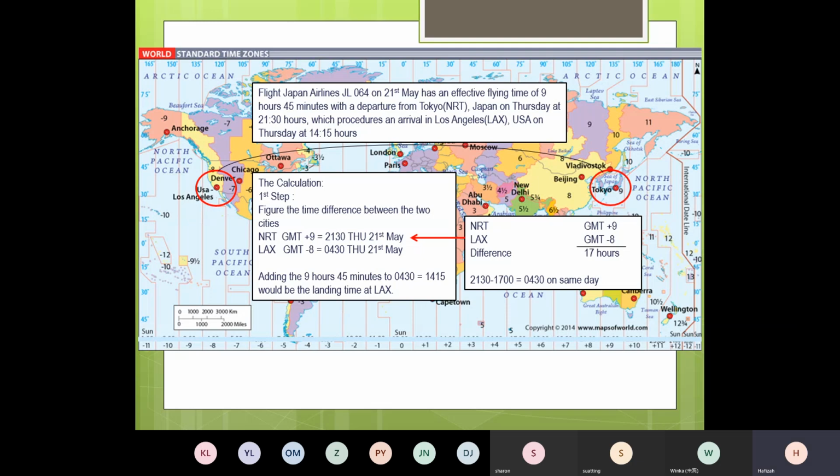Both have the time and the same day. If you see both, Narita has plus 9, Los Angeles minus 8. So you can see they know that the landing time at Los Angeles is 14:15. But now we want to know, when it is 14:15 in Los Angeles, what is the time in Narita. So Narita is 04:30. So they want to show you the calculations. They give you the answer already.